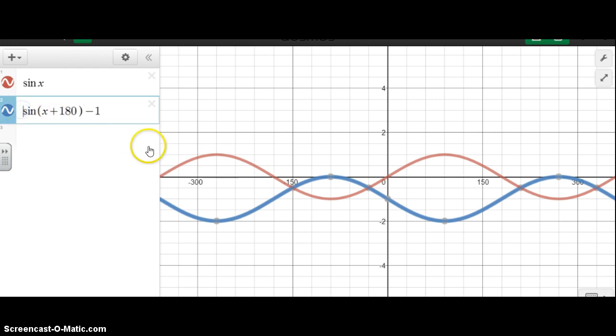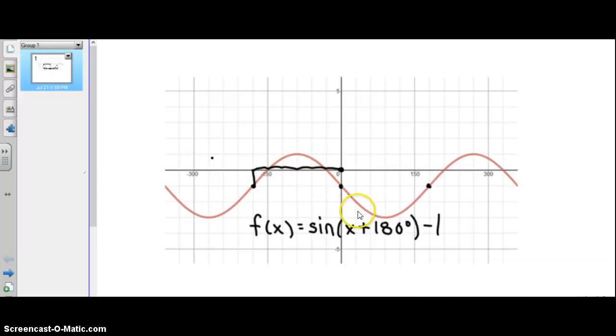Well, after some thought, recall that the amplitude is the difference between the maximum and the minimum divided by 2. So if we look back at our graph, the maximum is 1, the minimum is -3, which is a total of 4. When we divide that by 2, we get 2. So the amplitude of this graph is in fact 2. So there's something missing from our algebraic model. We need to add something in here. The function should be 2 times sine of x plus 180, minus 1. Again, we have an amplitude of 2.